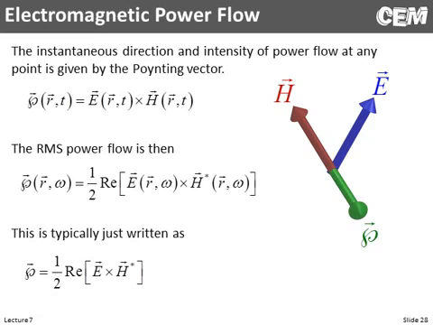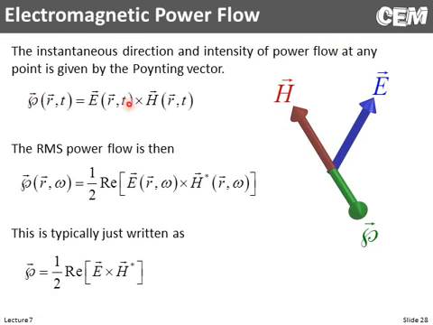So power in electromagnetics is described by the Poynting vector, right? E cross H tells you the direction that power is flowing, and that's a cross product. E and H are vector quantities. So that's the time domain equation here. That's the instantaneous power flow.